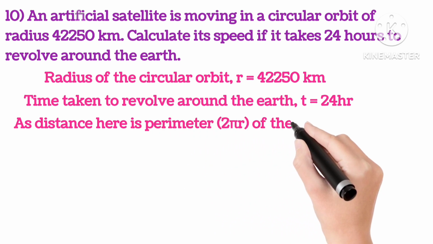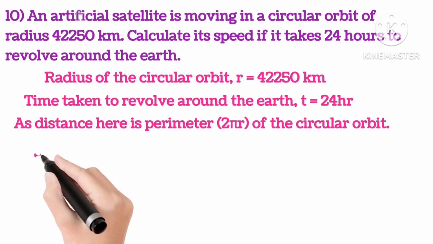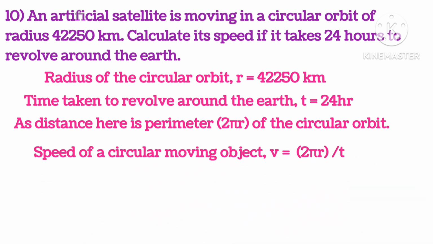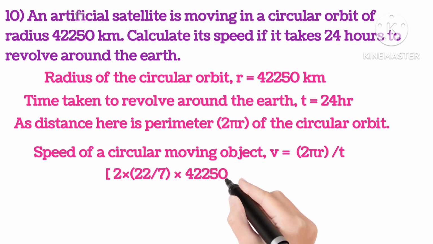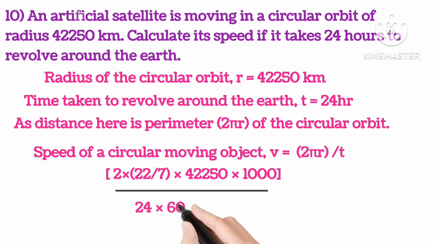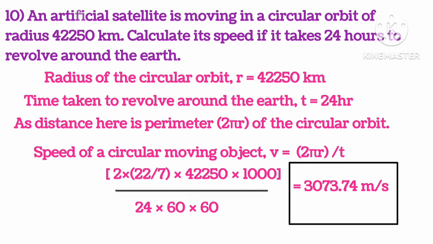As the distance here is the perimeter of the circular orbit, which is 2 pi r. So the speed of the circular moving object will be 2 pi r upon t, distance upon time. Putting all the values and converting kilometer per hour into meter per second, so we are multiplying by 1000 by 3600. So we get the answer 3073.74 meter per second.